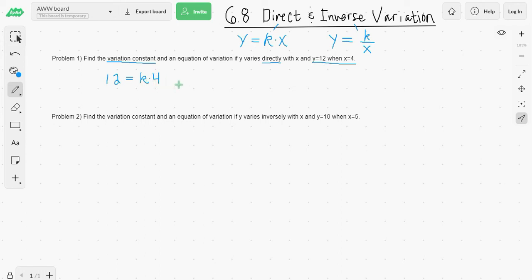So in this equation, we can see that in order to solve for k, we just need to divide both sides by 4, which ends up giving us k is equal to 3. So there's our variation constant. Now we need to give the equation of variation. Well, that's pretty straightforward. We just basically plug in our value of k back into the original formula. So we get y is equal to 3x.